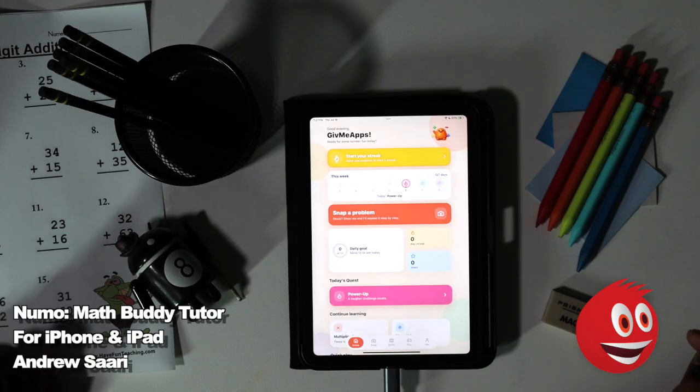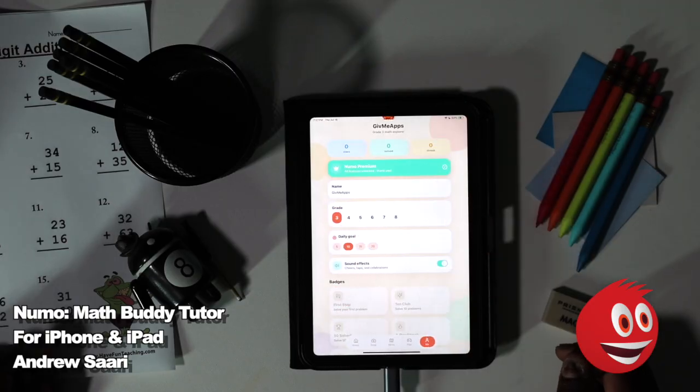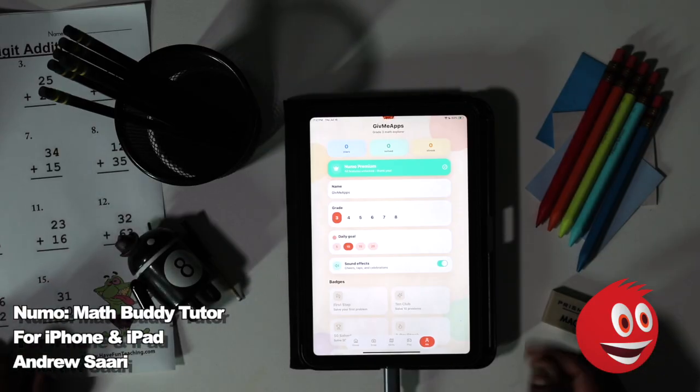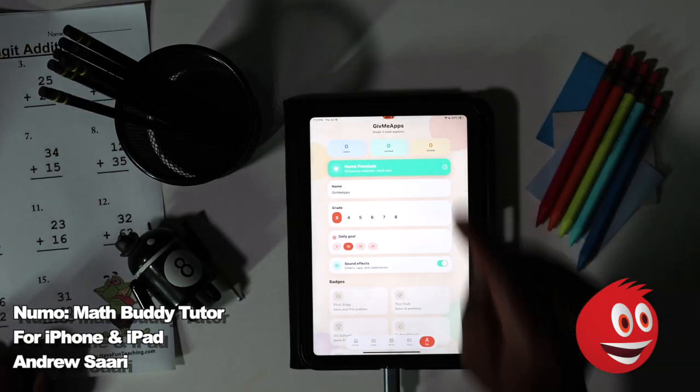First, they're going to ask you to set your grade level. You can see right here, 3, 4, 5, 6, 7, 8. You'll see this when you start up the app for the first time. You can see our name there. They're going to ask you for your name. And of course, we named ourselves GiveMeApps after our site. We're missing the E over there, but ignore that for now. You can see here that it says stars, solved, and streak.